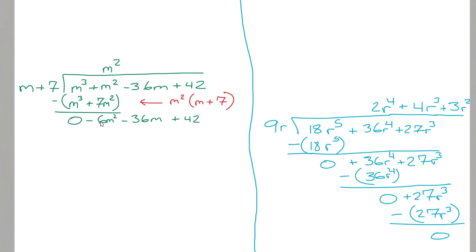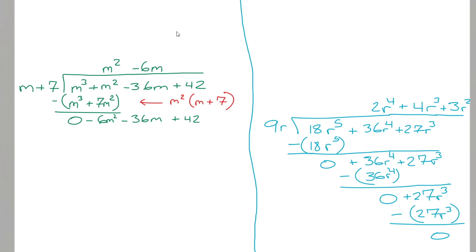All right. So now I need to ask myself again, what do I need to multiply m by to get negative 6m squared? Well, just focusing on the variable first, m times what gives me m squared? That will be m. And then what times m is going to give me negative 6? That's going to be negative 6. This is a 1 right here.